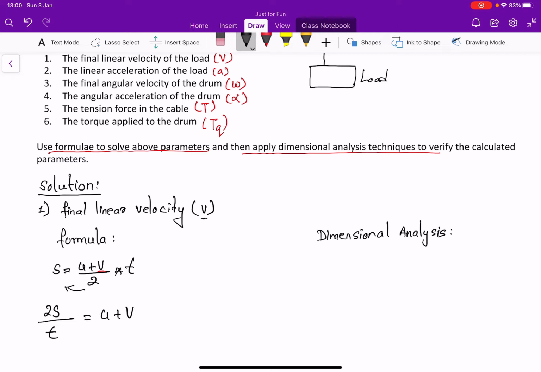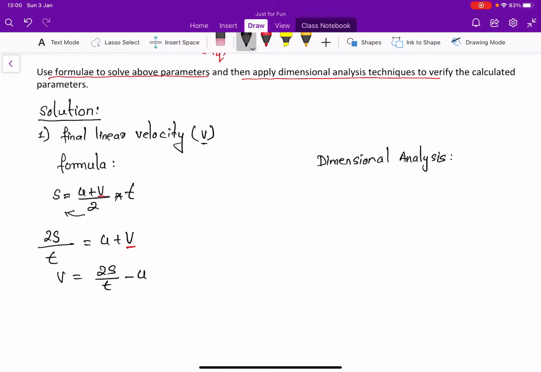So once you get this, we are gonna rearrange this. Remember our focus is on v, so in our final we don't want u on our right hand side. We need to subtract that u on both sides. We're gonna get v equals 2s divided by t minus u.